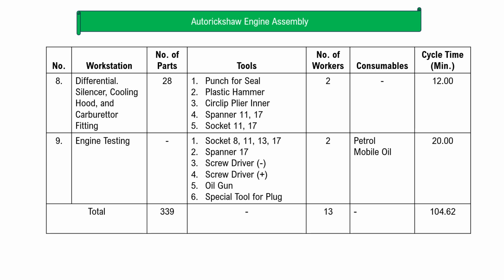Overall, the number of parts to be assembled at these 9 workstations are 339. In the current situation, the number of workers are 13, and the total cycle time, which is 104.62 minutes, we shall call the throughput time. It is about equal to about 105 minutes.